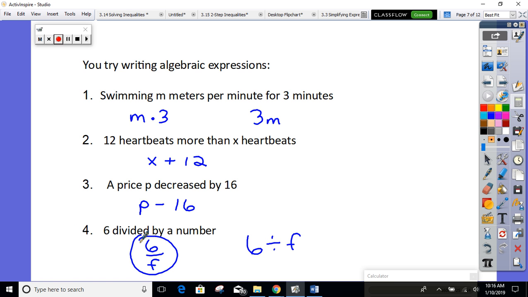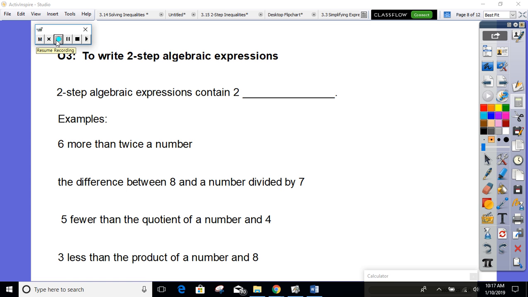Okay, hang on just a sec. We're going to be writing 2-step algebraic expressions now. So 2-step algebraic expressions contain 2 operations. So we might be adding and multiplying in the same expression, or we might be dividing and adding. We might be dividing and subtracting, or multiplying and subtracting. Usually there's one of either addition or subtraction, and then one of either multiplication or division.